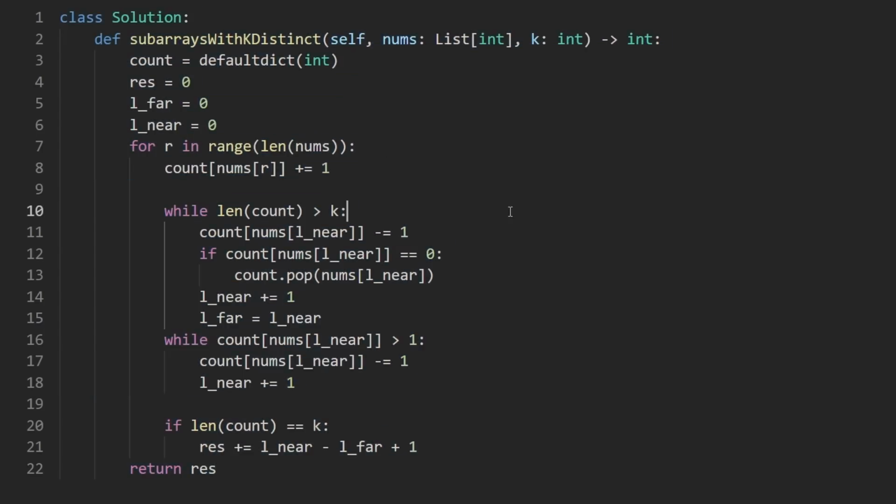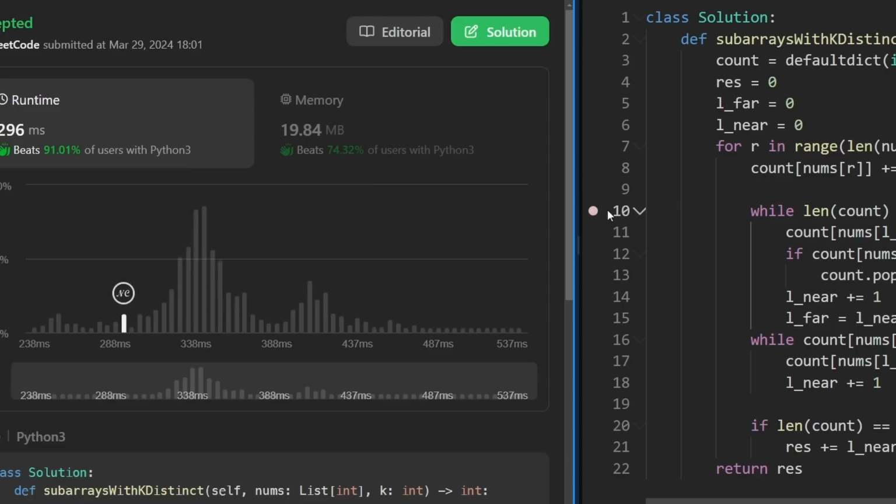It's definitely not easy to come up with. I'm going to run it to make sure that it works. As you can see on the left, yes, it does.